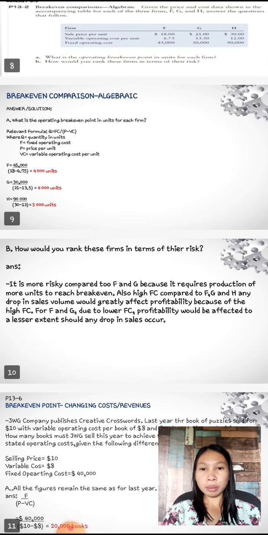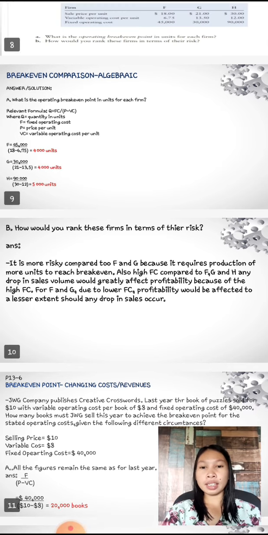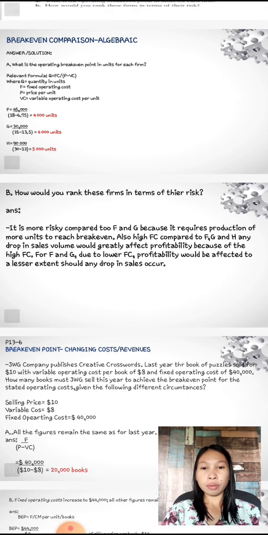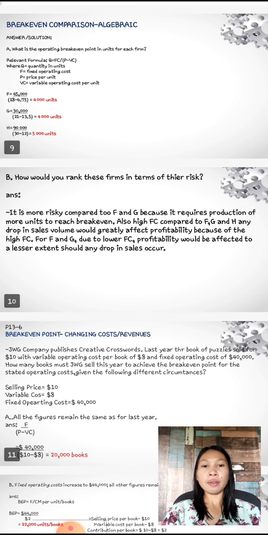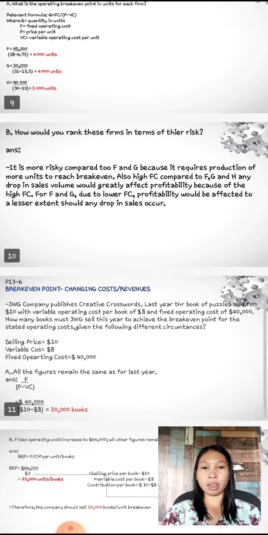Question B is: how would you rank these firms in terms of risk? The answer is that firm H is more risky compared to F and G because it requires production of more units to reach break-even. It also has a high FC compared to F and G. Any drop in sales volume would greatly affect its profitability because of the high FC. For F and G, with the lower FC, profitability would be affected to a lesser extent should any drop in sales occur.